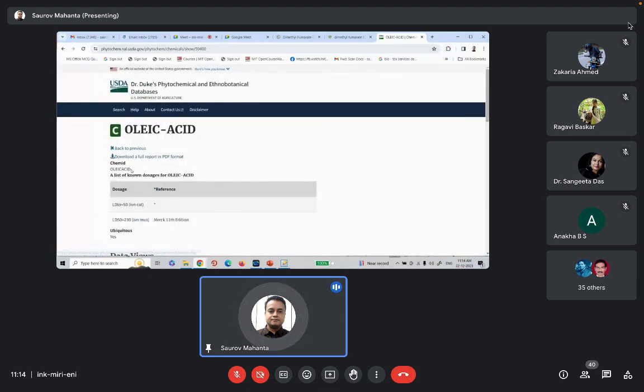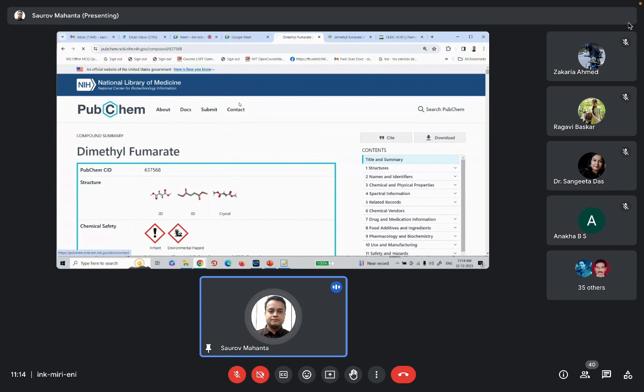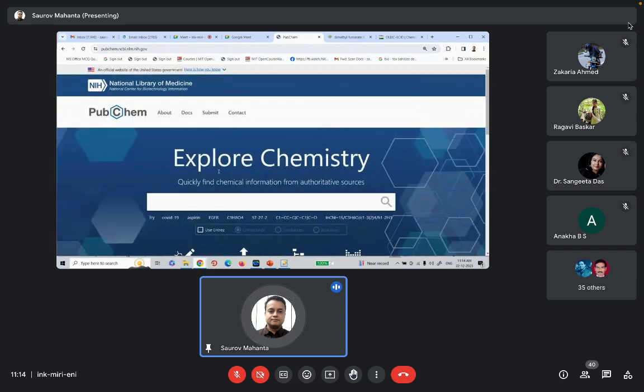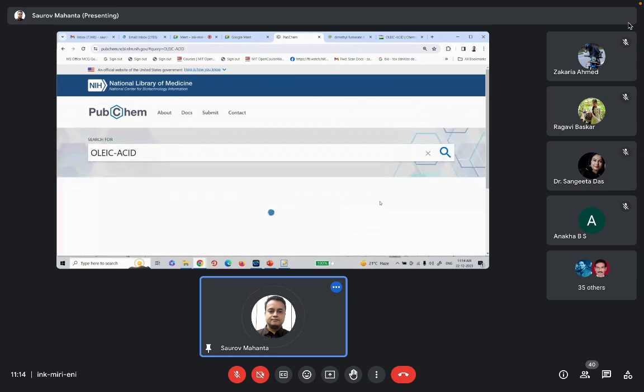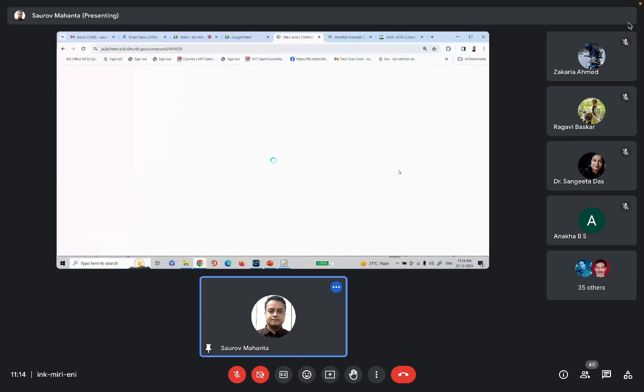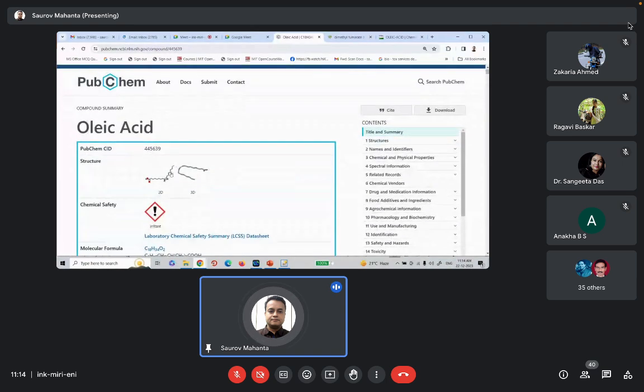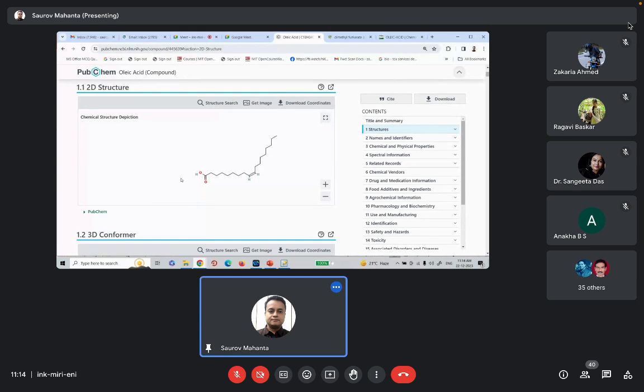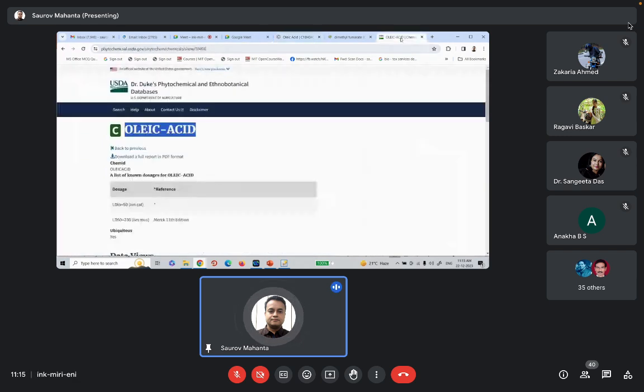From this kind of database also, again, you are getting the names of the compounds. Then again, you have to take the help from databases like PubChem compound. So this is the structure of that oleic acid. Fine. So like that, we have to build up our ligand database.